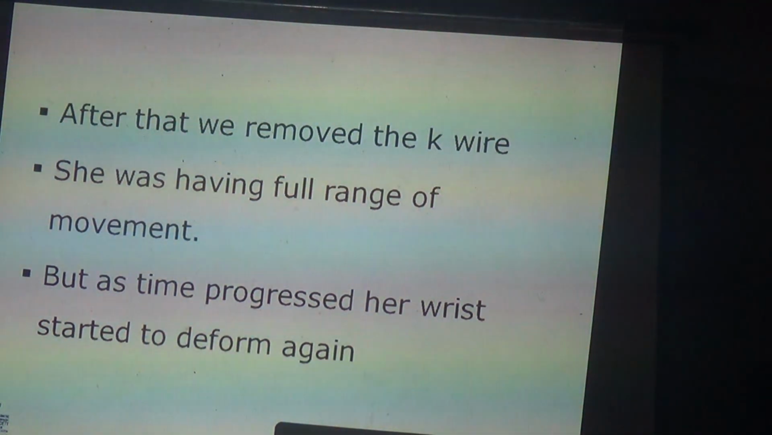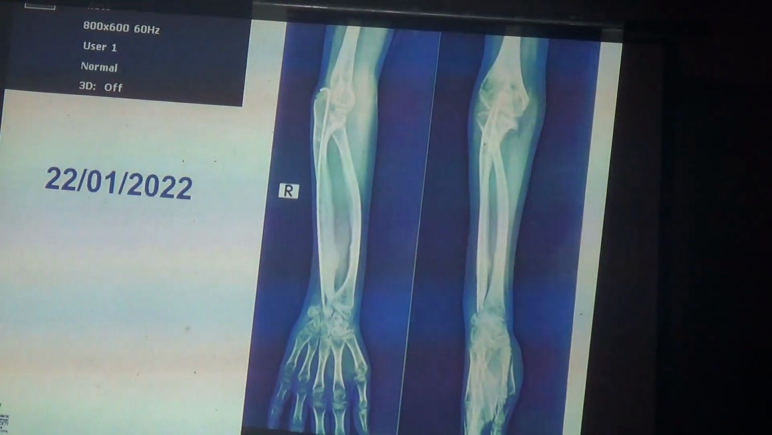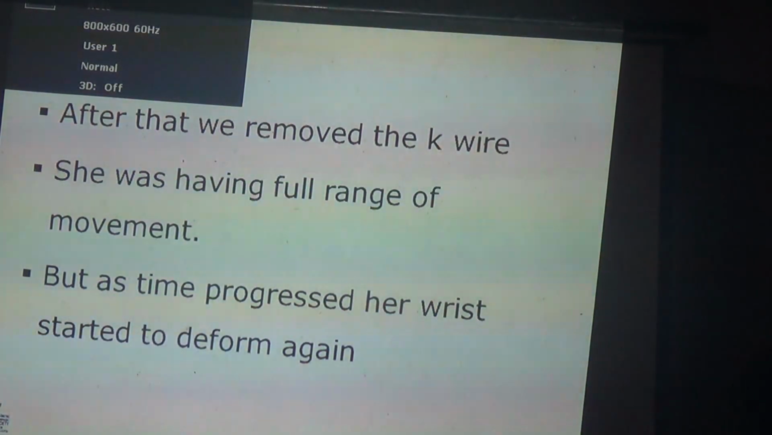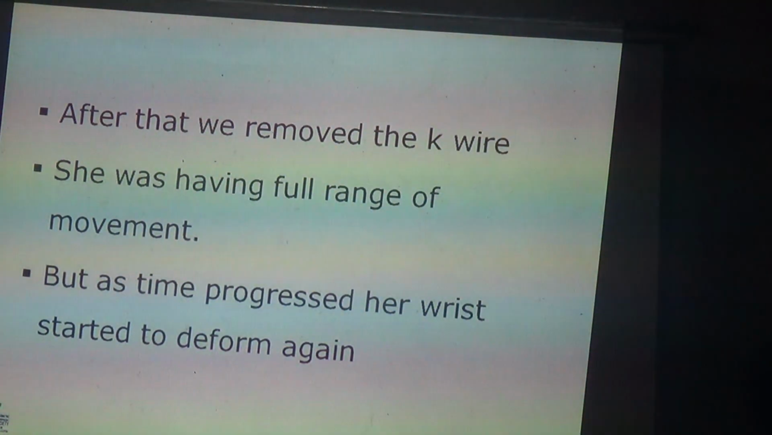Sorry sir, I forgot to put that. So that has involved the lower 1/4 of the ulna, but when we resect it, it almost causes half of the ulna to be gone. So once we achieve that, we then simply remove the cable and she was having a good range of movement. But as time passes, she was 10 years of age, she again started to see that the wrist is again starting to deviate.